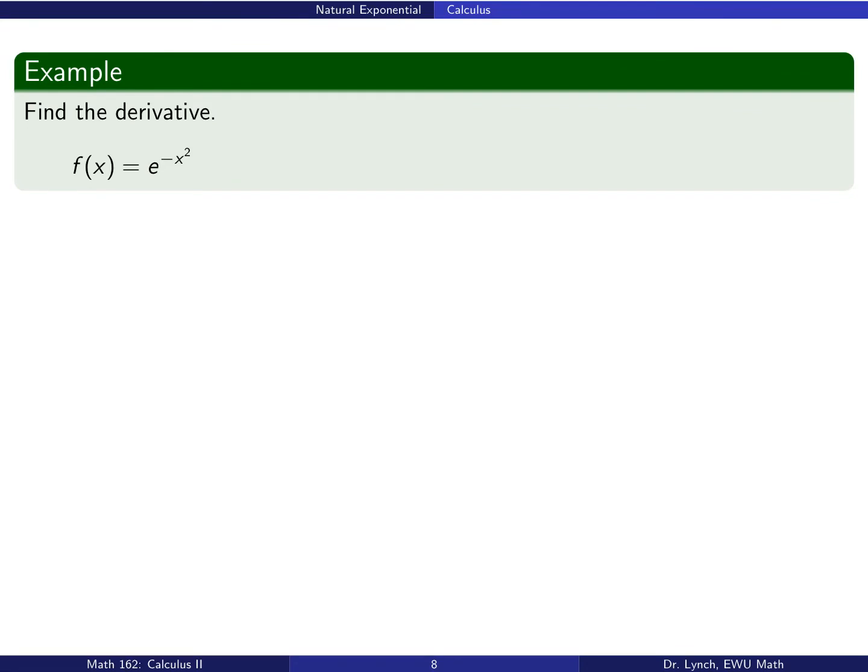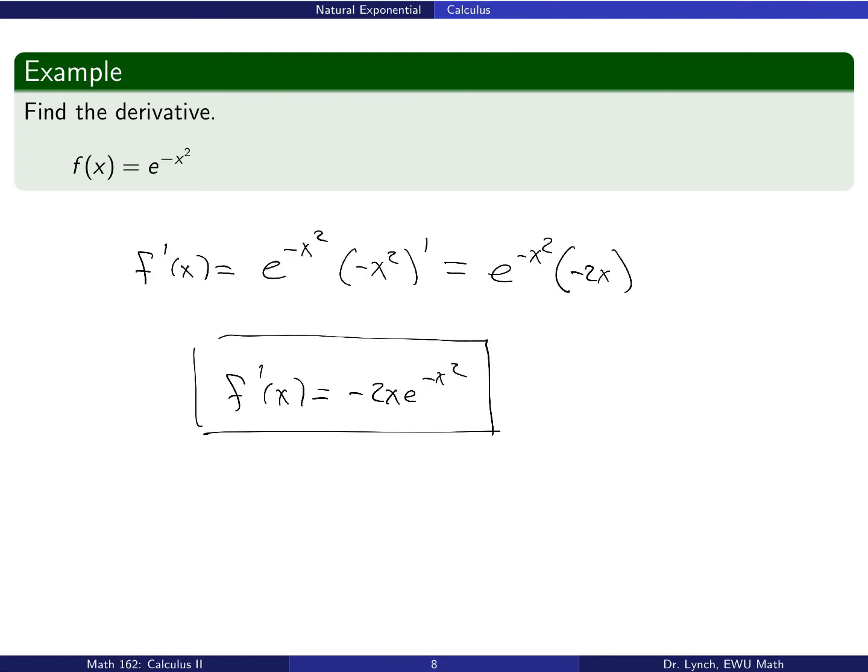Let's find the derivative of e to the minus x squared. This is just a simple application of our new derivative and the chain rule. In this case, the derivative f prime of x is minus 2x times e to the minus x squared.